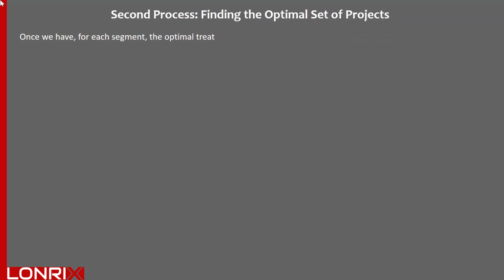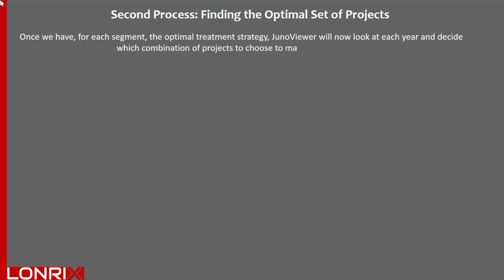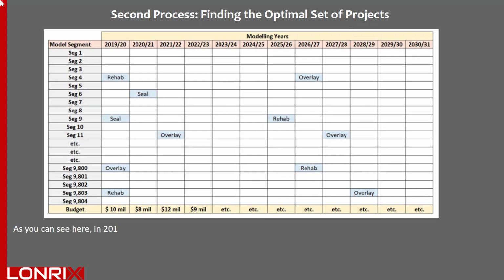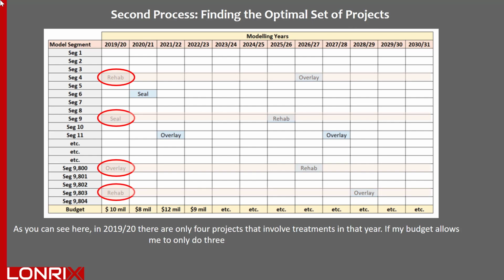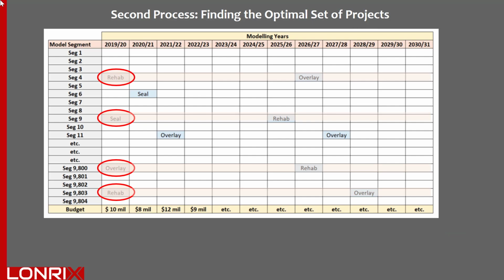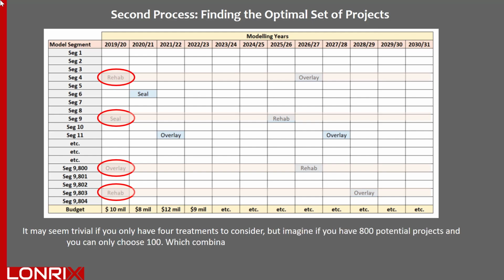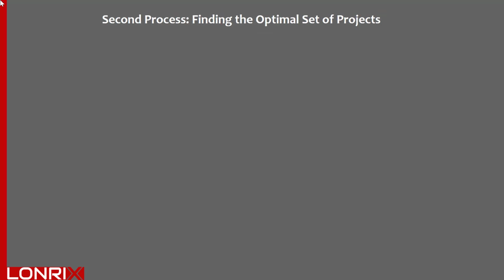Once we have for each segment the optimal treatment strategy, JunoViewer will now look at each year and decide which combination of projects to choose. As you can see here, in 2019 and 20, there are only 4 projects that involve treatments in that year. If my budget allows me to do only 3, which 3 should I do? It may seem trivial if you only have 4 treatments to consider, but imagine if you have 800 potential projects and you can only choose 100. Which combinations do you choose? It gets complex very quickly.